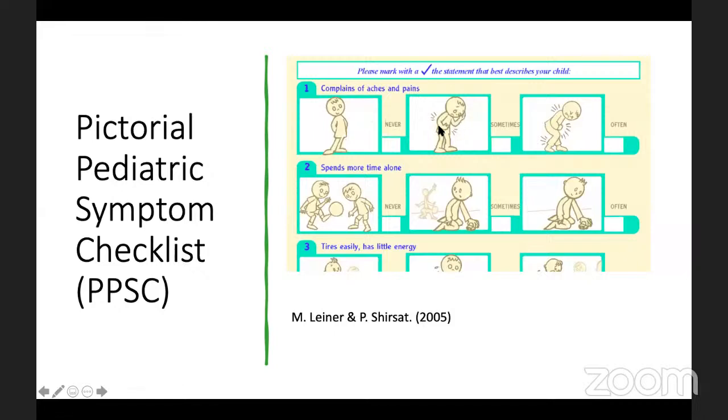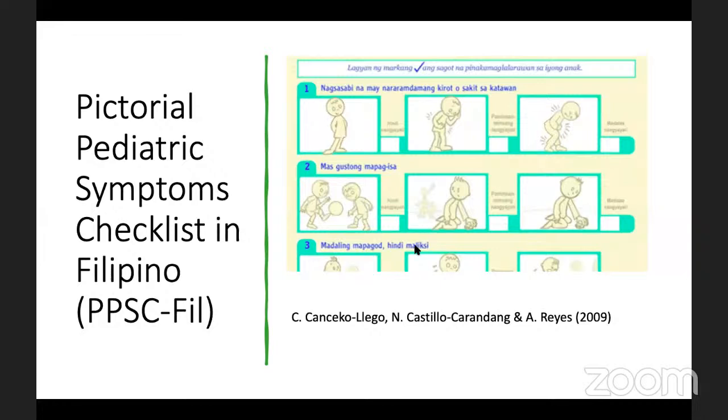So if they don't complain of aches and pains, they look happy. And sometimes it's just a little bit of this. And then if it's often, you have a lot of the lines emanating from the person. All of the 35 questions would have these pictures. And of course, since we're in the Filipino setting, this was adopted again by Canseco et al. in 2009. So you have nagsasabi na may nararamdaman kirot o sakit sa katawan, and so on. So basically, the Filipino pediatric symptom checklist was used for the text of these pictorial pediatric symptom checklists.